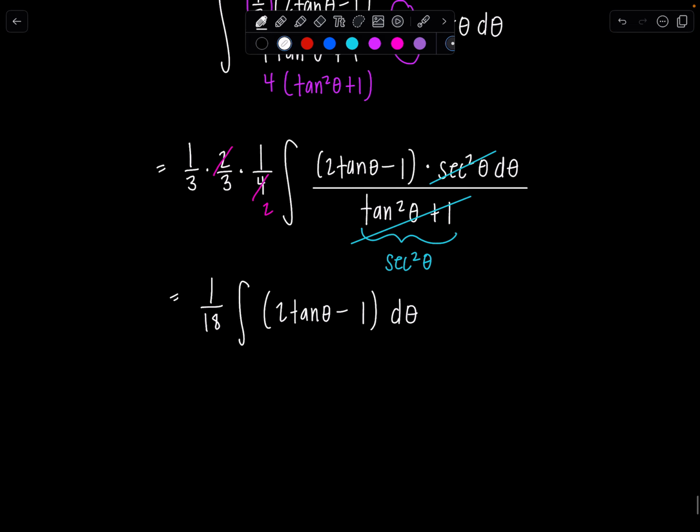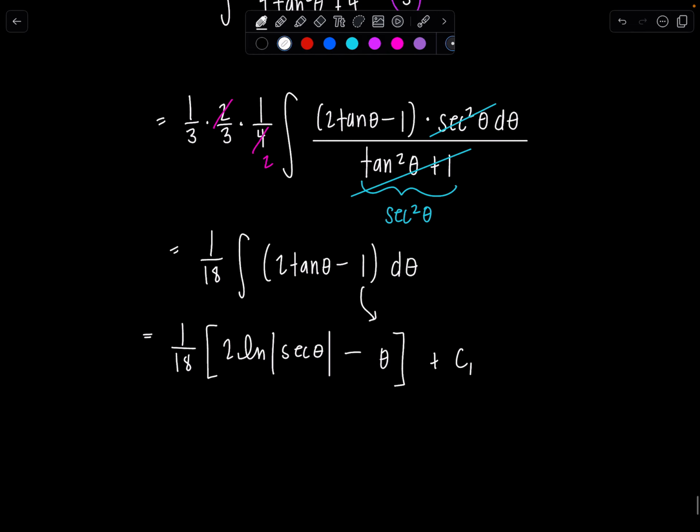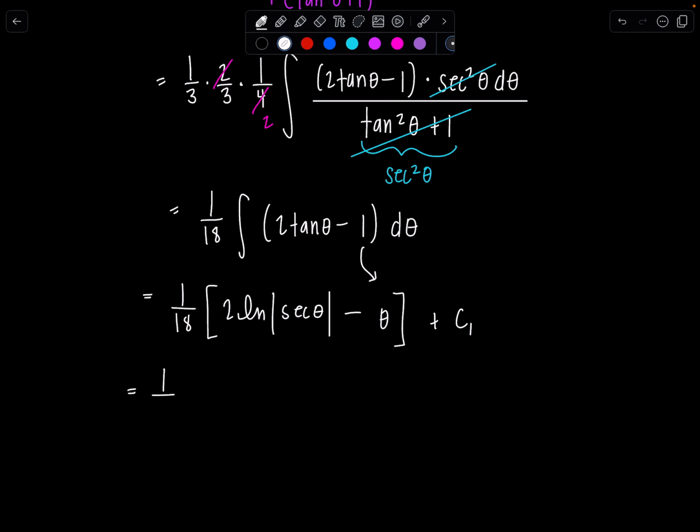Then we can go ahead and take our antiderivatives. This is going to be 1/18 times 2 times the antiderivative of tan theta, which is natural log absolute value secant theta, minus the antiderivative of just lonely little 1, which is theta. And I'm going to put plus C1. Now remember we started in terms of x, so to get back there, I need to draw a triangle. Let me distribute the 1/18 first. So we have 1/9 natural log absolute value secant theta minus 1/18 theta plus C1.